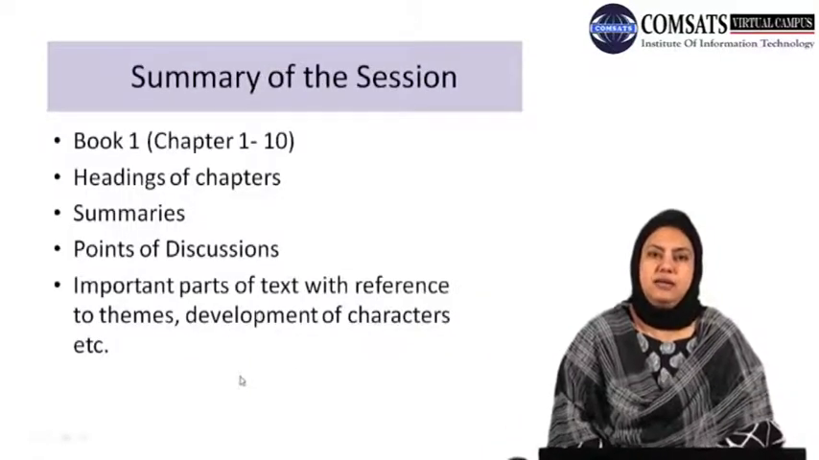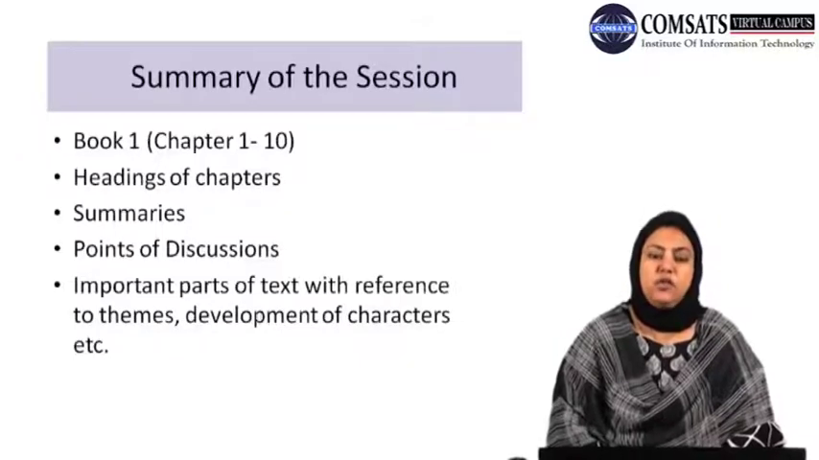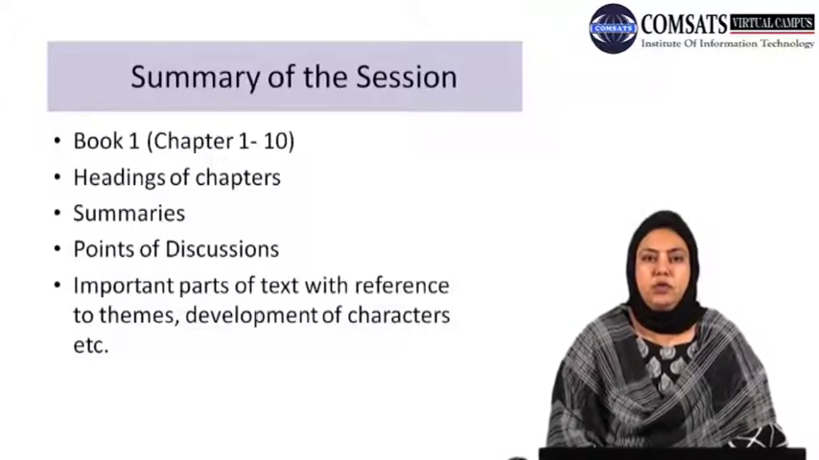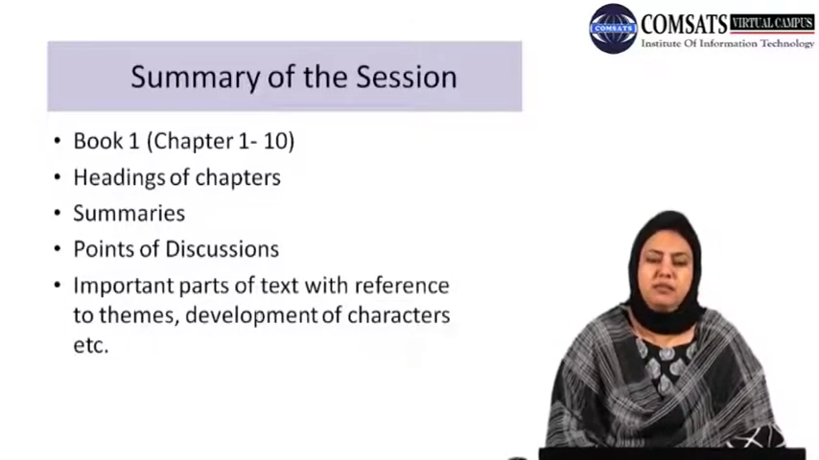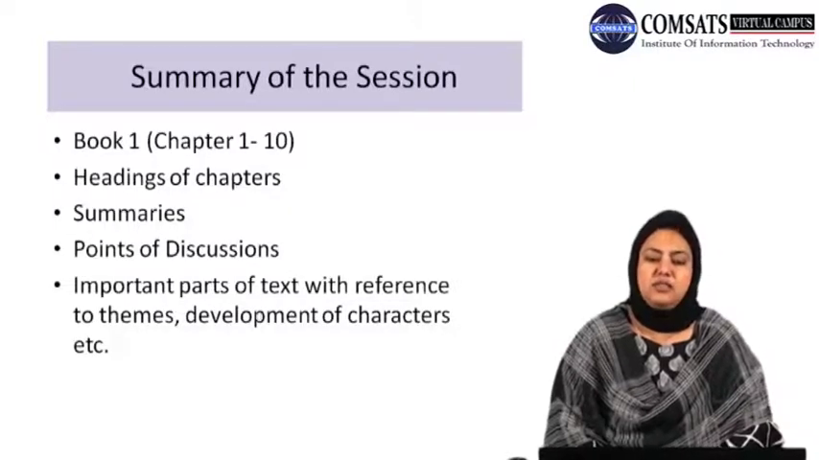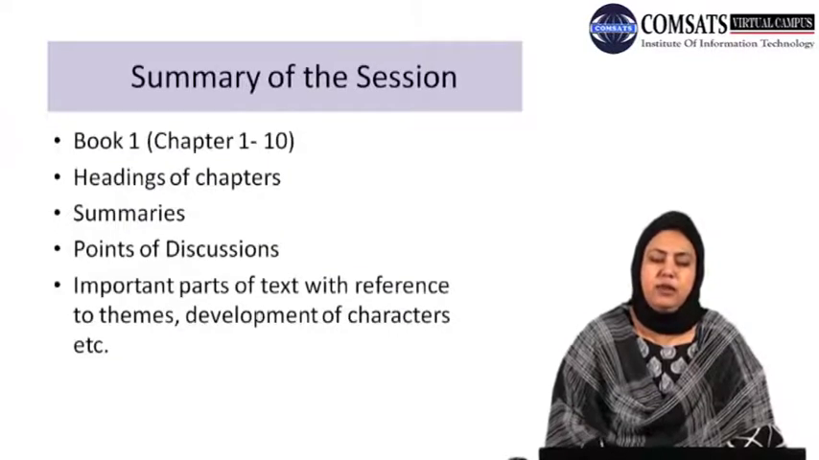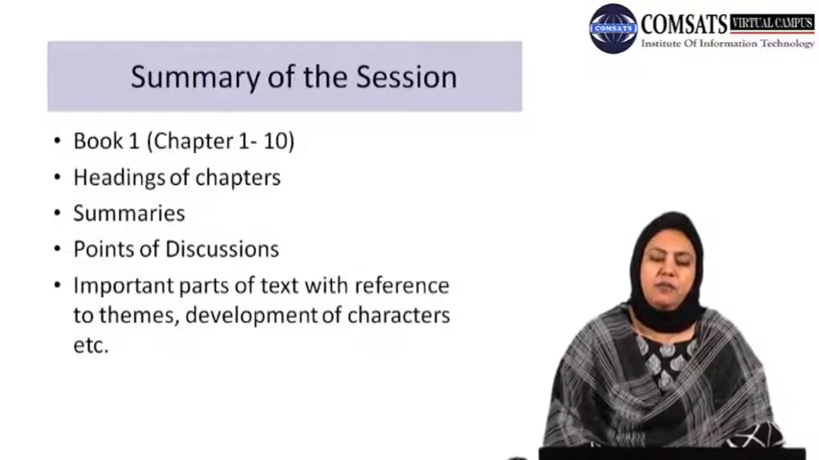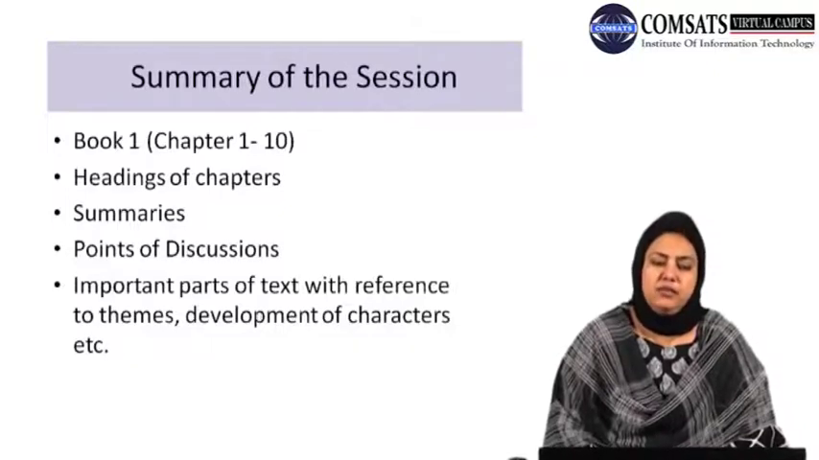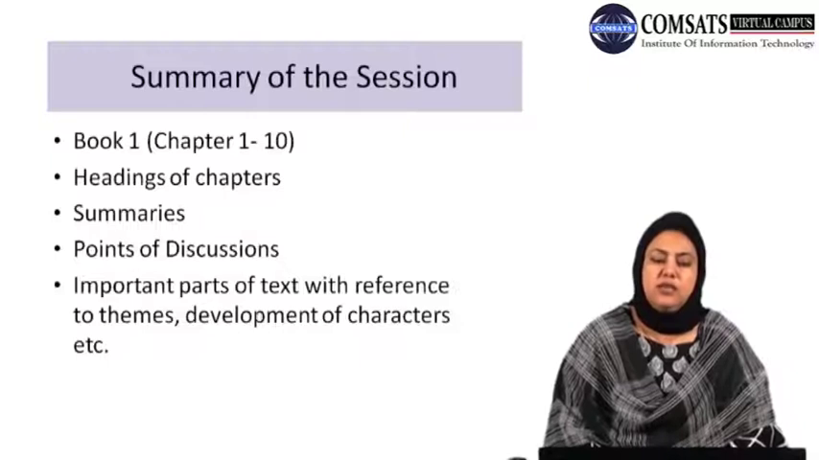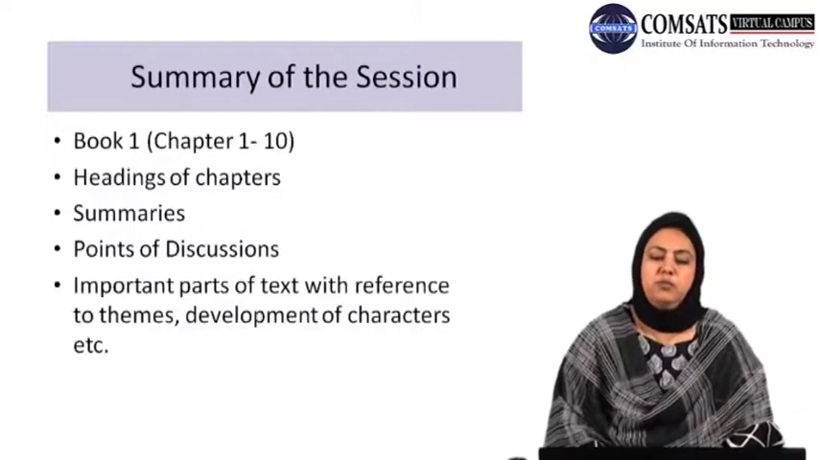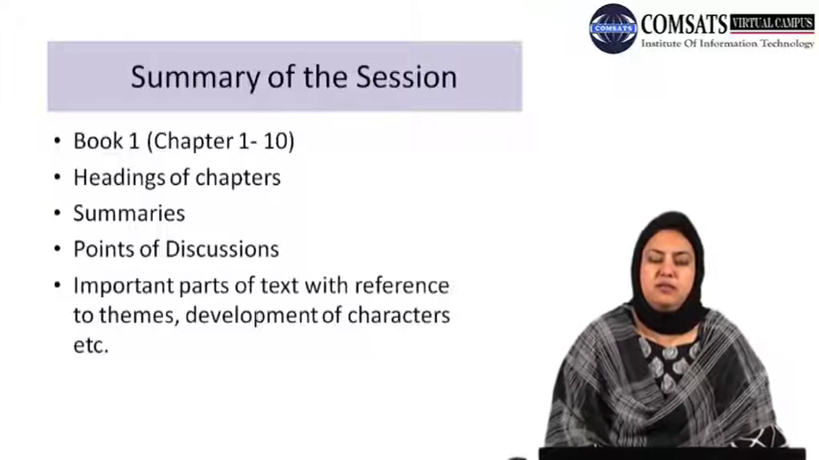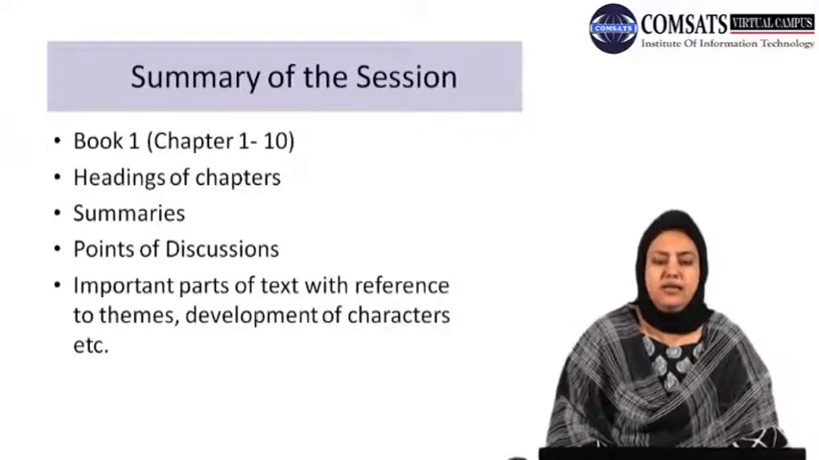My dear students, as I said at the outset of today's session, in this session we would cover the first 10 chapters of book 1 of our first novel in this course, that is Joseph Andrews. So far we have covered the first 10 chapters, and as far as the summary of today's session is concerned, we have covered these 10 chapters of book 1 by looking at their headings, by mentioning important summary points and discussing those critical points that enable us to understand what these chapters are about. We also explored important text parts with reference to themes, the development of characters and the development of plot as such.